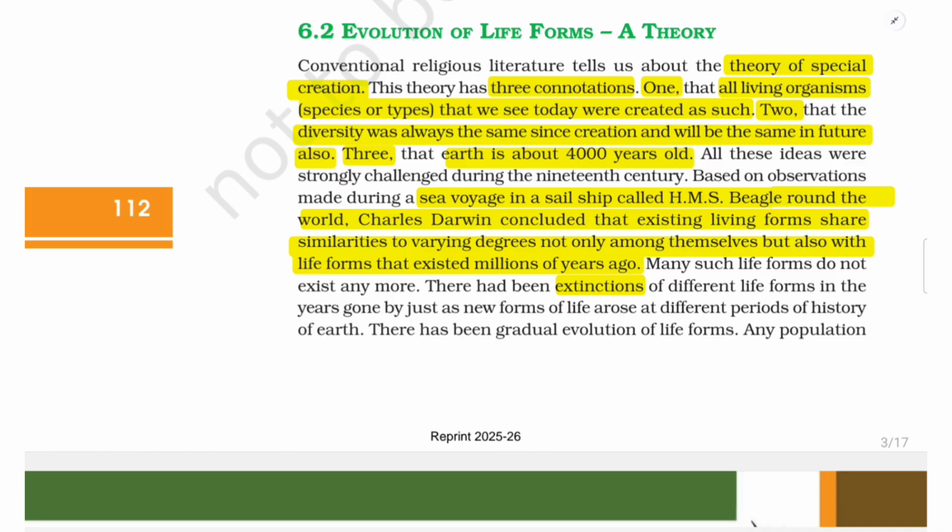Based on observations made during a sea voyage in a sail ship called HMS Beagle around the world, Charles Darwin concluded that existing living forms share similarities to varying degrees not only among themselves but also with life forms that existed millions of years ago. Many such life forms do not exist anymore. There had been extinctions of different life forms in the years gone by, just as new forms of life arose at different periods of history of Earth. There has been gradual evolution of life forms.